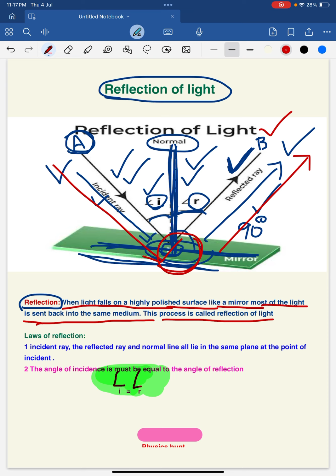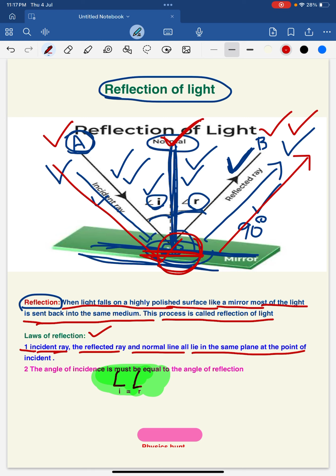Okay, so we have two laws. The first one is that the incident ray, the reflected ray, and the normal line all lie in the same plane. I told you this point already. This is the incident ray, this one is the reflected ray, and this one is called the normal. All lie in the same plane at the point of incidence.